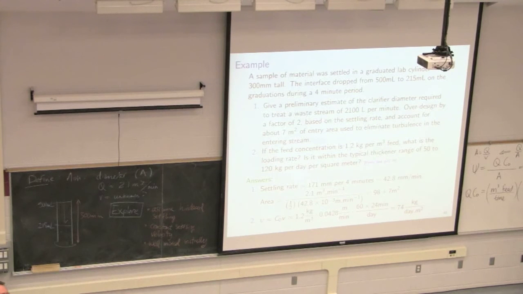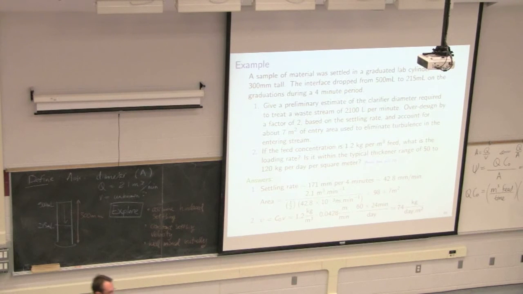Okay. When we over-design, what does the term over-design imply? Overestimating the parameter. You're going to make the unit have greater capacity than it would need otherwise, based on theory. Okay, so you get a theoretical calculation. You want to make sure that the unit is bigger or larger or oversized in whichever parameter is relevant to make sure that it can handle that capacity and more. Okay, why do we apply over-design? Why do we over-design here based on a factor of 2 on the settling rate? Why might we do that?